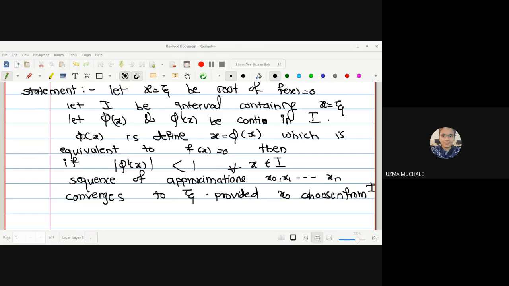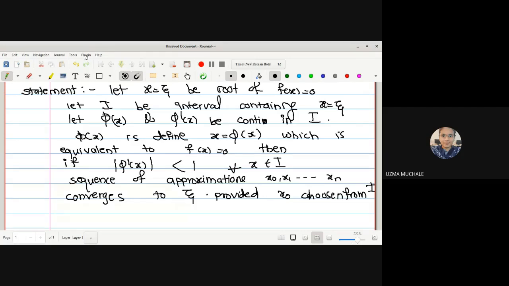Now, what is given to us? Modulus of phi dash of x is less than 1 for all x belonging to I. And here, whatever sequence of approximations we are getting, while solving the example you came across the sequence of approximations. We got x naught, x1, and so on up to xn. These converge to zeta. That means this is a sequence of roots converging to the exact root zeta, provided x naught is chosen from the interval I. If you choose x naught from the interval I, then only we will come to the root zeta of our equation. Now let us proceed for the proof.